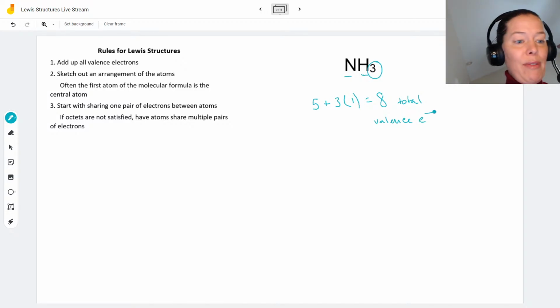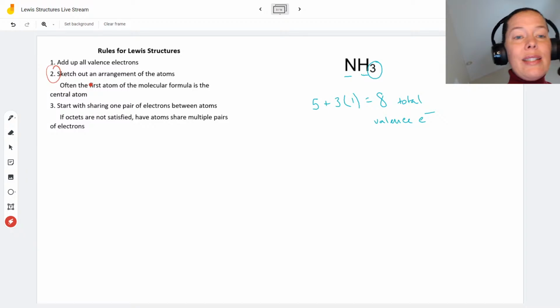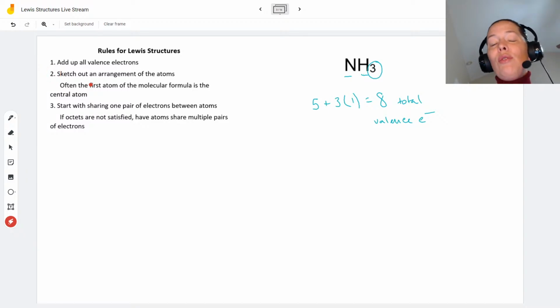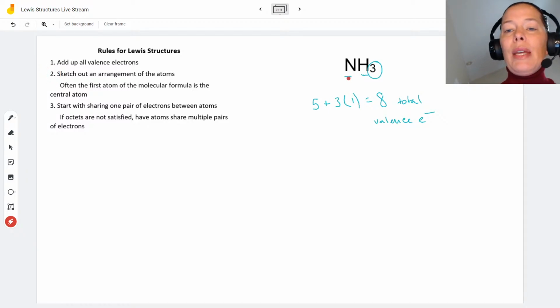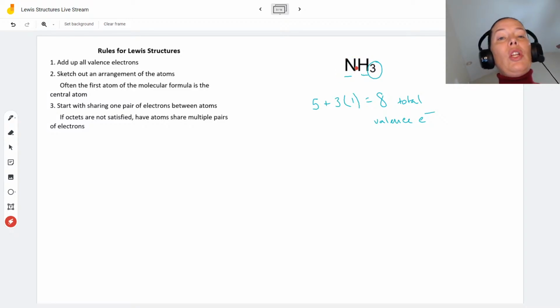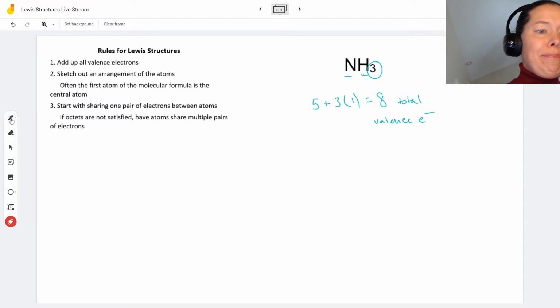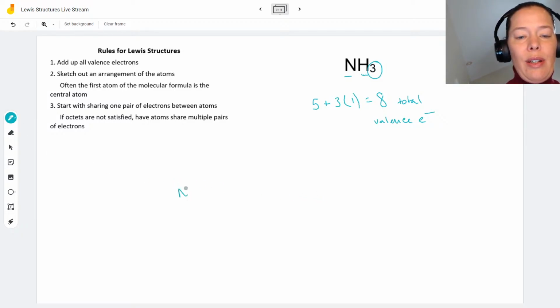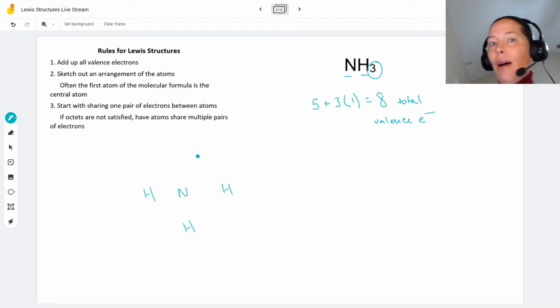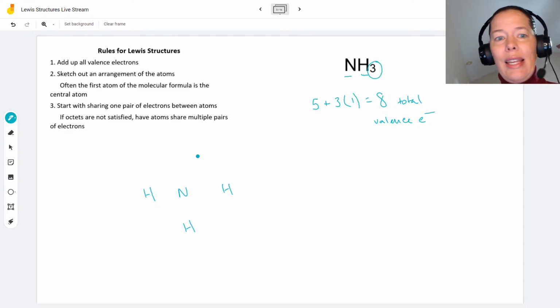Okay, that is my first step done. Second step, again, I'm going to take my best guess as to the arrangement of these atoms. Because nitrogen is written first, I'm going to put it in the middle, and I'm going to put each of the hydrogens around the outside, just like I did with methane. So here is my nitrogen, and I'm just going to put these hydrogens out here. And they can go wherever. You could have put a hydrogen up above the nitrogen. That's totally fine. It does not make a difference, especially at this point. We just want to make sure that we have satisfied everybody's octet at the end.